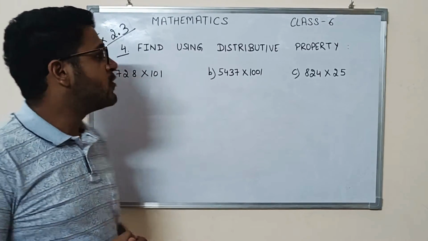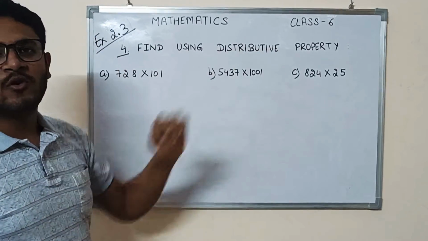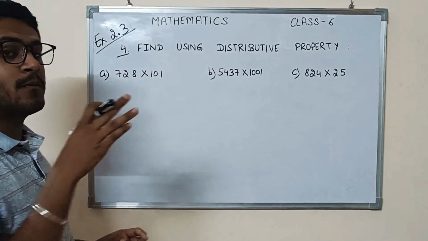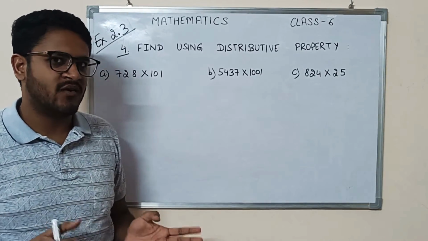Now question number 4 is find using distributive property. Now we need to find these products using the distributive property which we discussed in our previous videos.